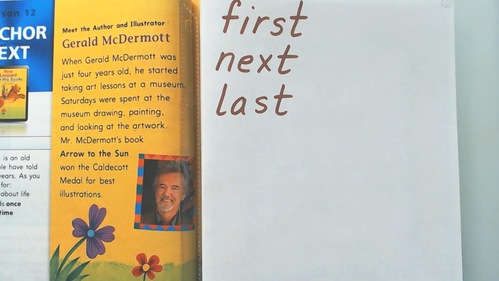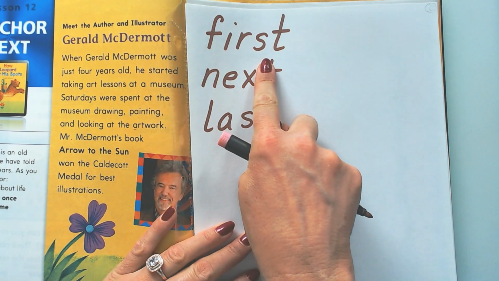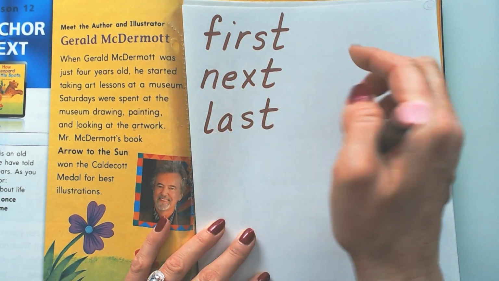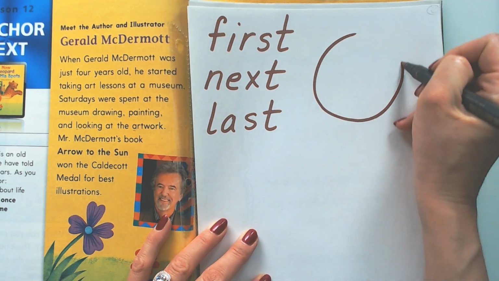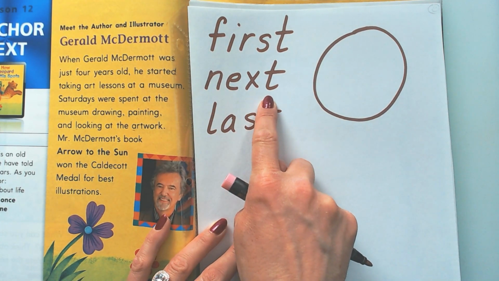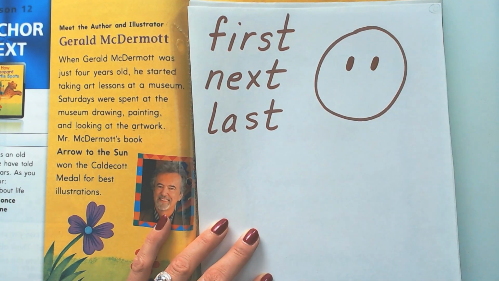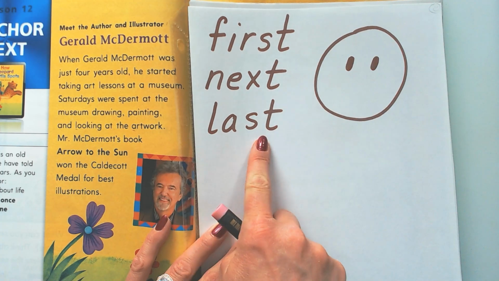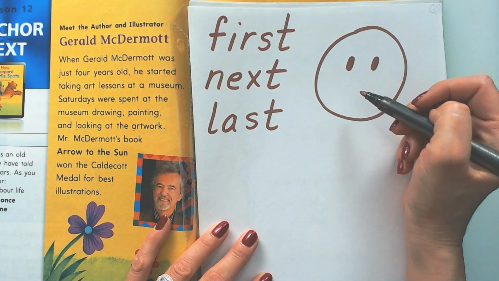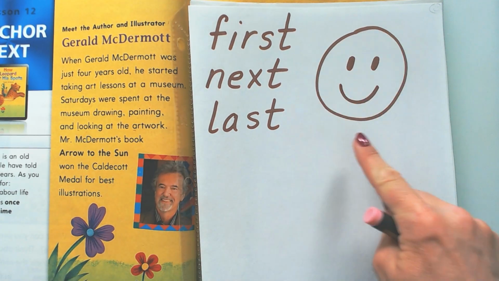I'm going to draw a smiley face. So let me see, what am I going to do first? I'm first going to draw a circle. What am I going to do next? I think I'm going to draw two eyes next. And what am I going to do last? I'll draw a smile, actually. This is a smiley face.